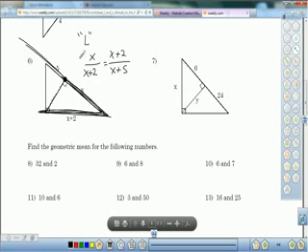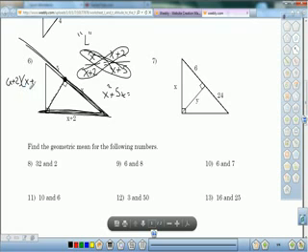Start here, x plus 2, back over, x plus 2, and then all the way up. Now how big is all the way up? Don't say 5x. X plus 5. Thank you.